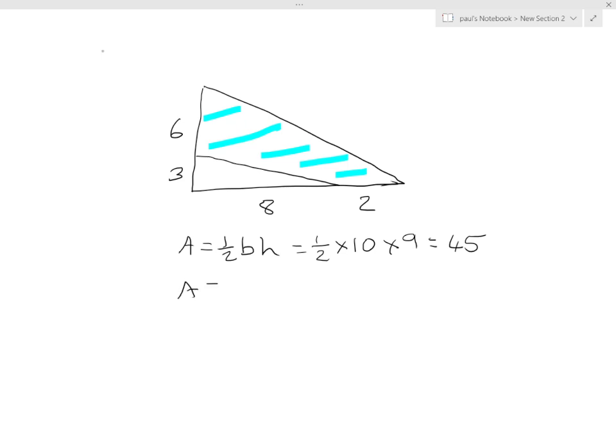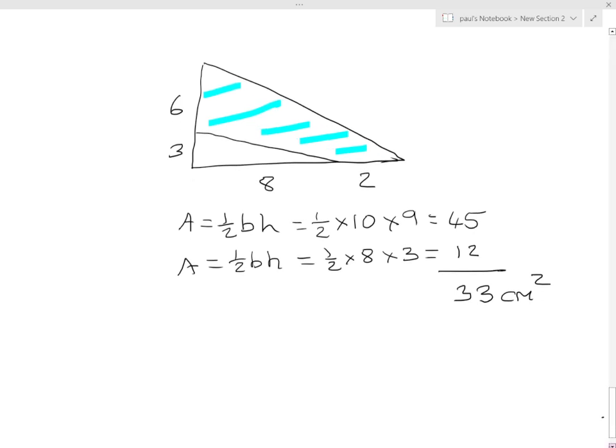The area of the small triangle is again half base times height, which is a half times the base, 8, times the height, 3. So 3 eights are 24, and half of 24 is 12. So the area of the stripy bit is going to be this take away this, which is 33 centimeters squared. Excellent. So that's enough for triangles and four-sided shapes.